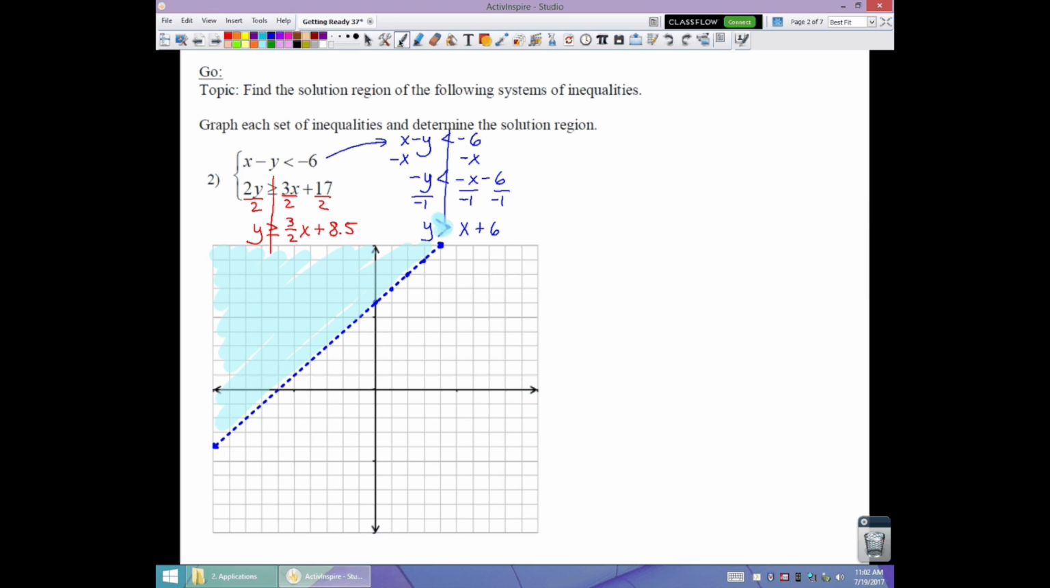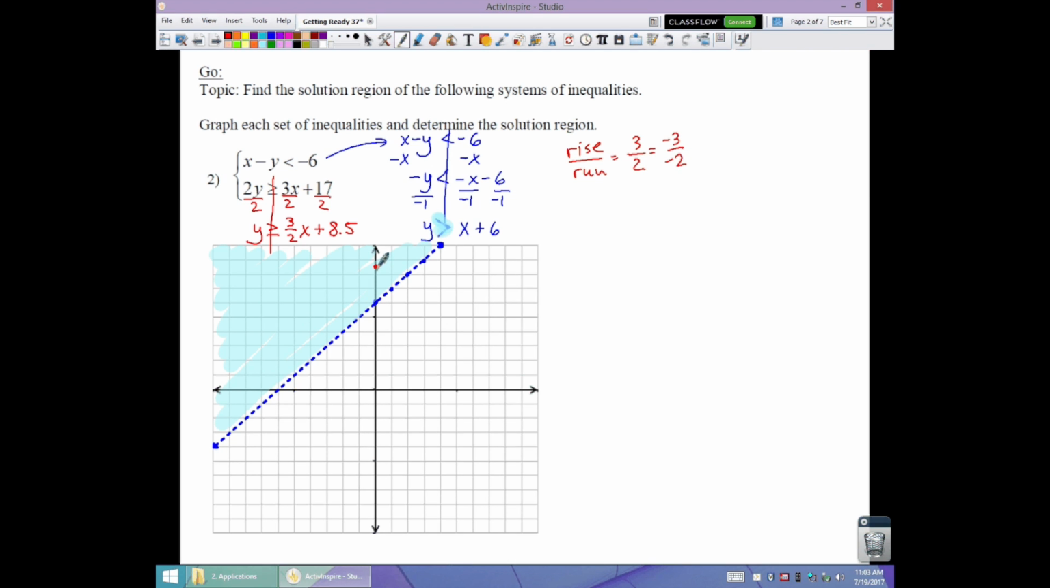For the red one, my y-intercept is 8.5. So this one was 6. Here's 7, 8.5. Now, the slope is 3 over 2. So if my rise over run is 3 over 2, and I try to rise 3, I'll be off my grid. So what you can use here, as long as your slope is positive 3 over 2, it doesn't matter how those numbers originate. So we could turn it into negative 3 over negative 2. Negative divided by negative is still the same positive number.